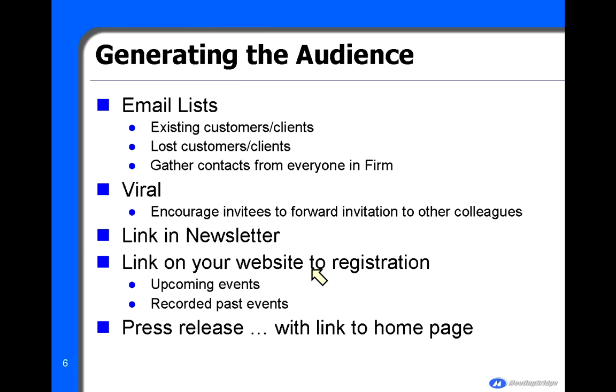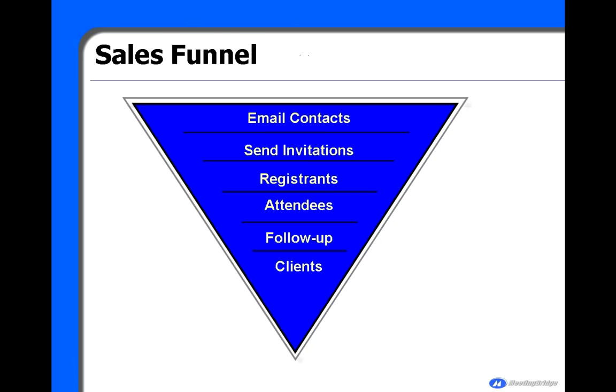I mentioned before a link in your newsletter, and importantly, a link on your website to the registration process, both for upcoming webinars and also for recorded webinars, which you could link to right from your website, which could generate interest on a past topic. And press releases are a good way to generate it, in the trade press or trade journals. There are a couple of online sites, PR.com as one, that could help you send out press releases relatively inexpensively.